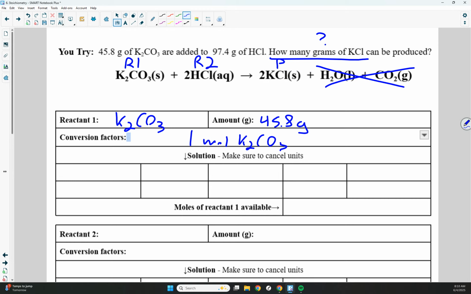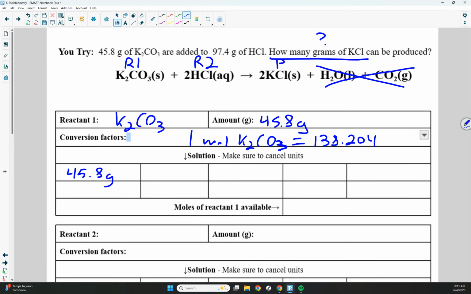You'll have to add that up on a separate piece of paper. We already have a lot of tables here. So that is 138.204. All right, and now we're going to convert our grams of K2CO3, which is 45.8, into moles.